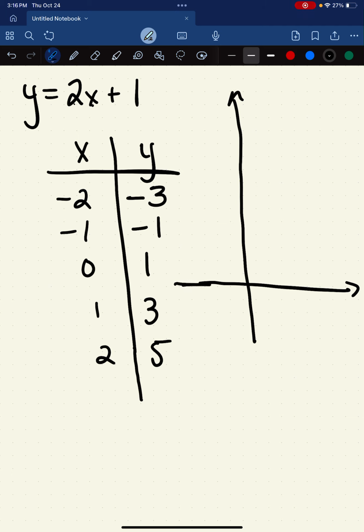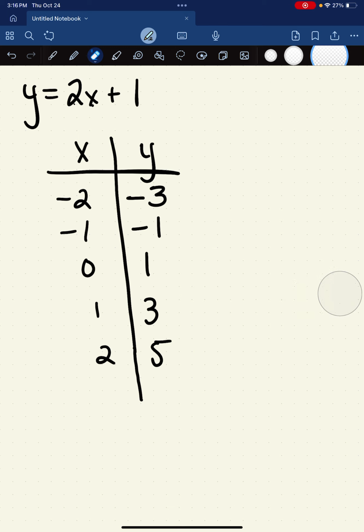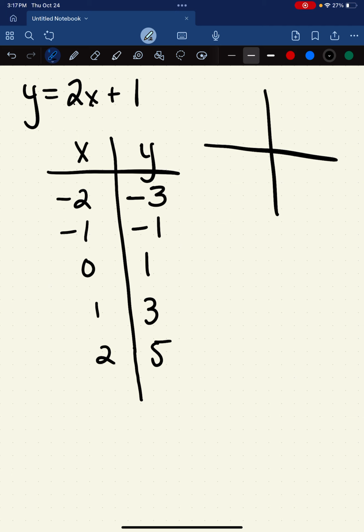Let's do this better. Let's plot it up here. So here's -2, here's -1, there's 0, 1, 2. And here we have 1, 2. We need to get up to 5, so 3, 4, 5. And then we need 1, 2, 3. Okay, so this is 1, 2, 3, 4, 5. This is -1, -2, -3, -4. I'm going to use red for these coordinates.